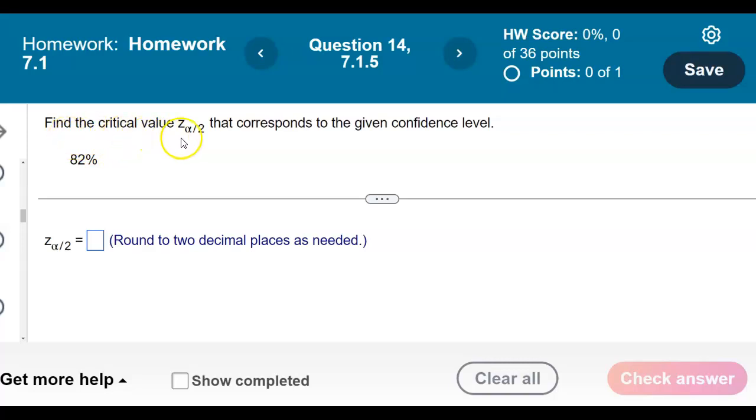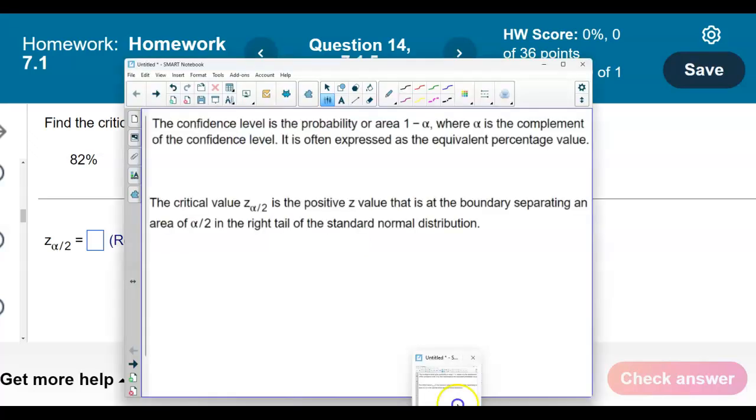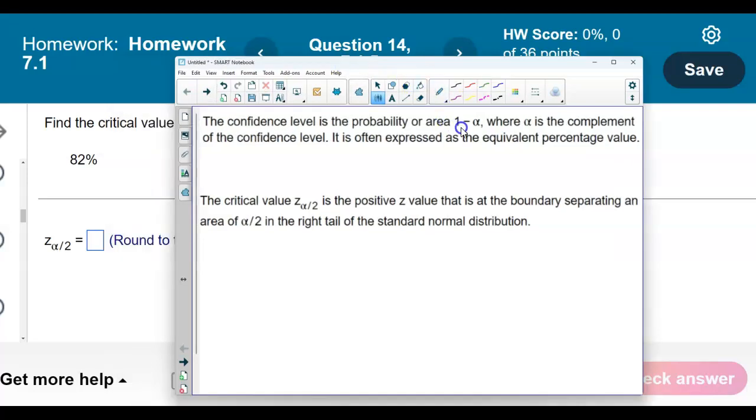Here we want to find the critical value z subscript alpha divided by 2 that corresponds to the given confidence level, and the given confidence level is 82%. Okay, so what we want to do is the following. The confidence level is the probability or area where it's 1 minus alpha, where alpha is the complement of the confidence level. It is often expressed as the equivalent percentage value.